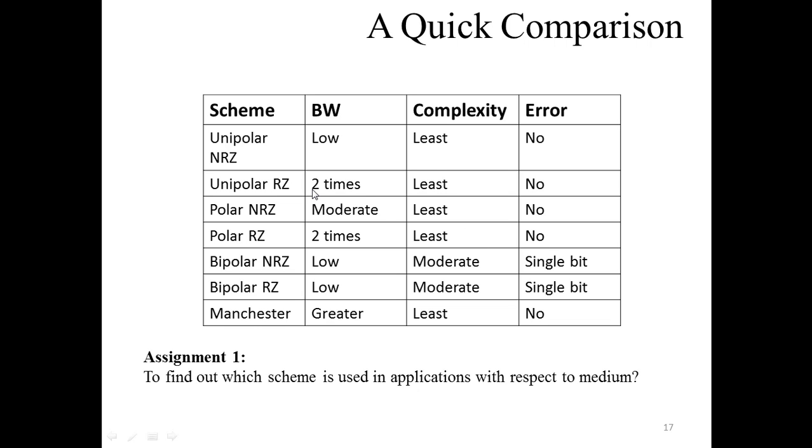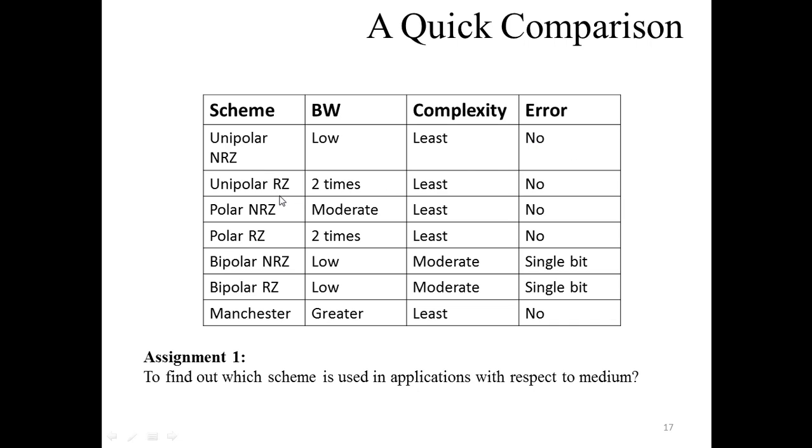So here is a quick comparison. Let's see what these schemes provide us. You can see the comparison of these schemes. If you are using Unipolar, it will allow you to use low bandwidth, and the complexity will be at the least level, but you will have no control on error detection or correction. In terms of the BER, you will have no control on that.